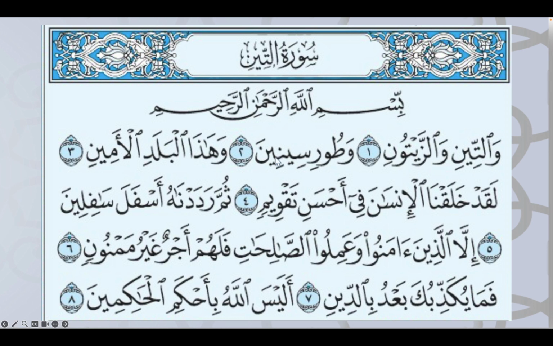Zaytun, Sinin, Amin, Taqweem, Safilin. Each of these I'm extending to 4 counts, and you can do the same.